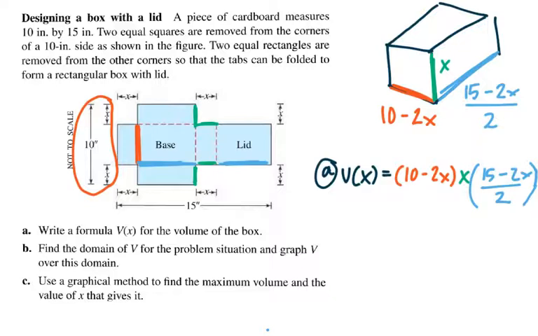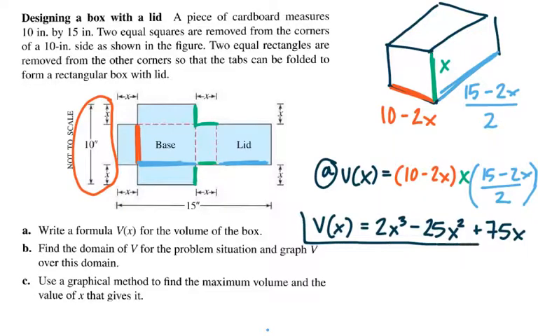All right, and this can be simplified with some quick multiplication. So my answer for A, we end up with 2x cubed minus 25x squared plus 75x. So this represents a formula, volume in terms of x, for my box.